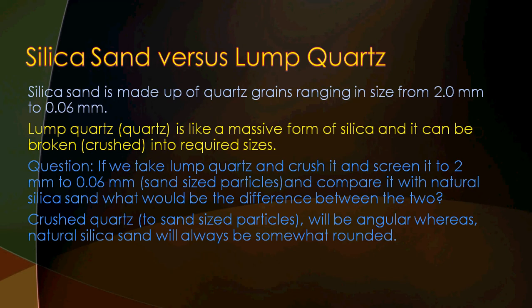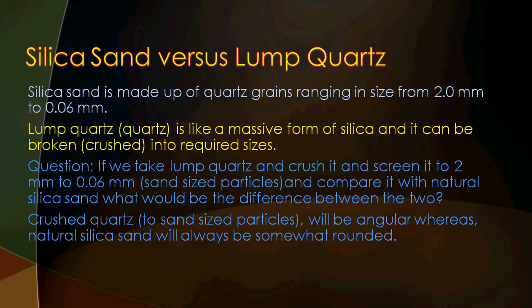Silica sand versus lump quartz. Silica sand is made up of quartz grains ranging in size from 2 millimeter to 0.06 millimeter. This is the engineering geology definition. Lump quartz is like a massive form of silica, and it can be broken or crushed into required sizes. So, it is like a big chunk of rock, it can be crushed in the crusher, we can break it with a hammer, we can break it into smaller and smaller fragments.